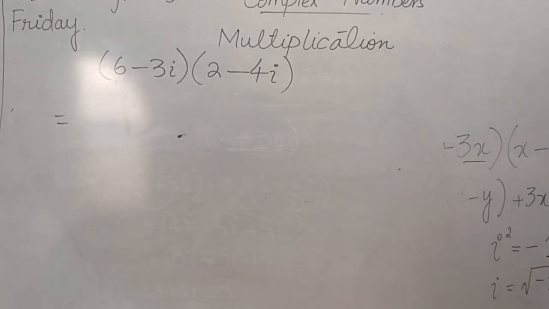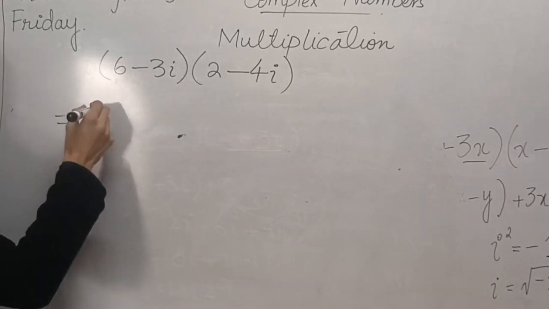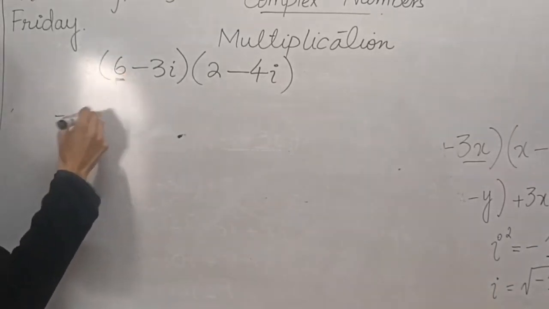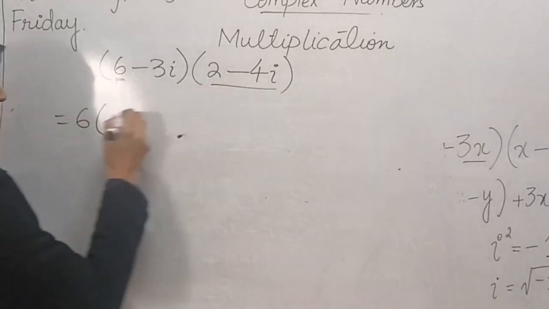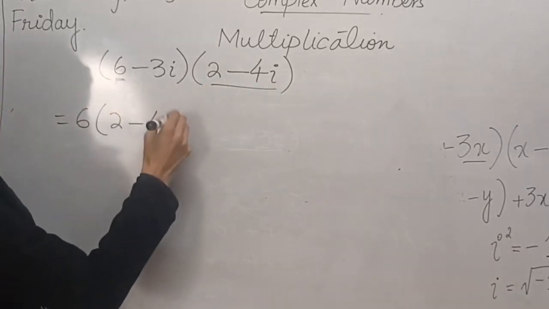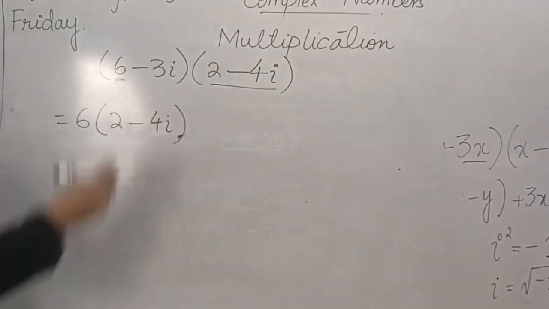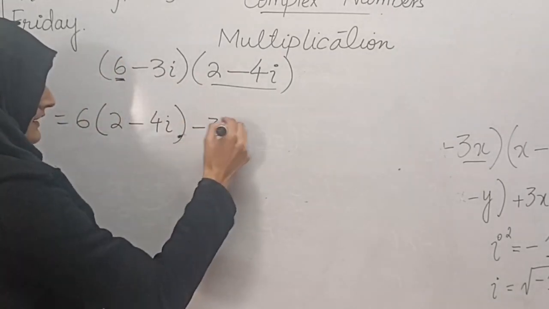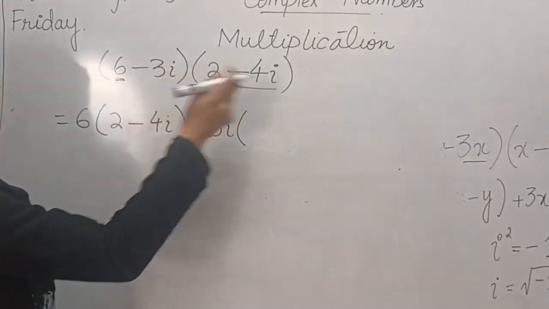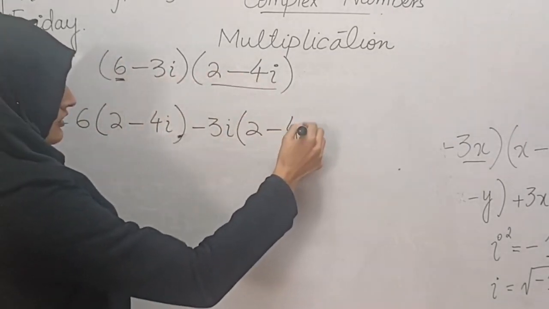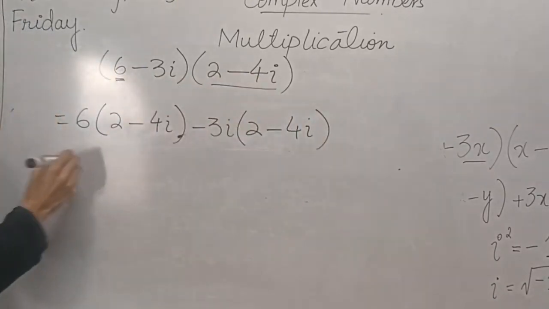Perform the operation of addition and subtraction, real with real and imaginary with imaginary. But in multiplication, there is a different rule. Take the first number 6 and multiply it with the whole bracket 2 minus 4 iota. Similarly, take the second number minus 3 iota and multiply it with the whole second bracket. What will be the next step?